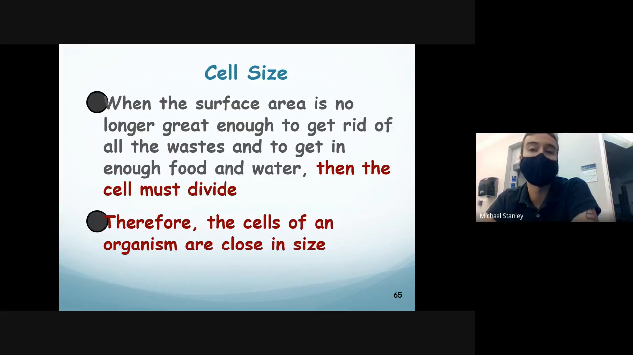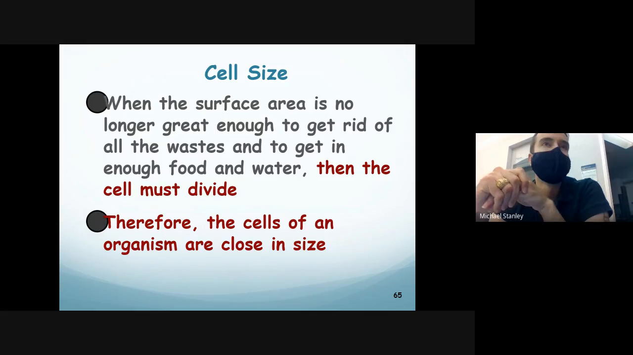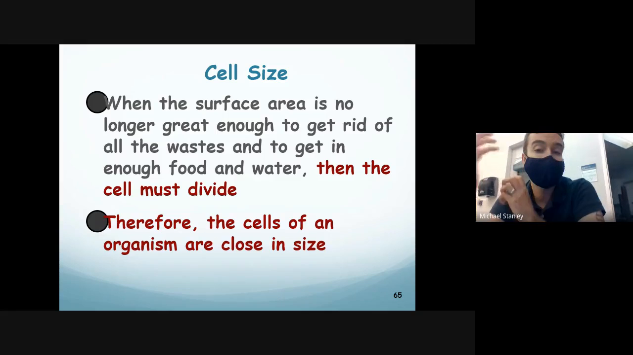You might get a little bit of variation, like nerve and muscle cells tend to be really long and skinny, whereas skin cells tend to be a little bit thicker and deeper. But for the most part, there's not a huge amount of variation in the sizes of the cells of different organisms.